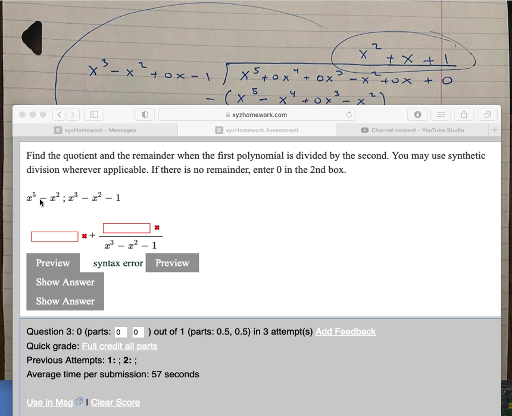I had a question on number 3, and this one is missing tons of terms. It's actually a pretty nasty division problem. So let me go through the setup first. I'm going to divide this first thing by the second thing.